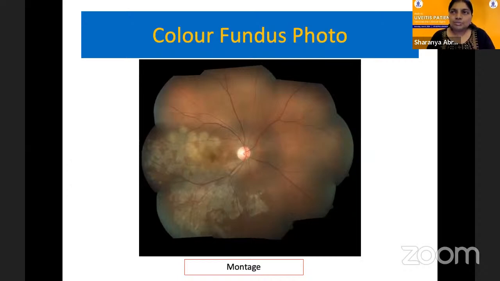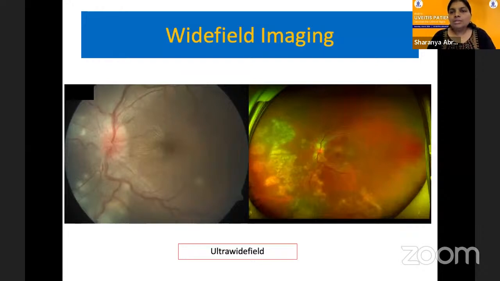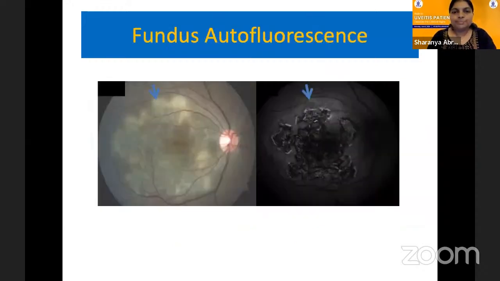A color fundus photograph is a very basic thing that has to be done to document any patient with choroiditis, preferably a montage to look at the peripheries. Wide field imaging is also done. So you can see a posterior pole photograph and a wide field photograph, and you see that the extent of the disease is much more as is seen on the wide field photo.